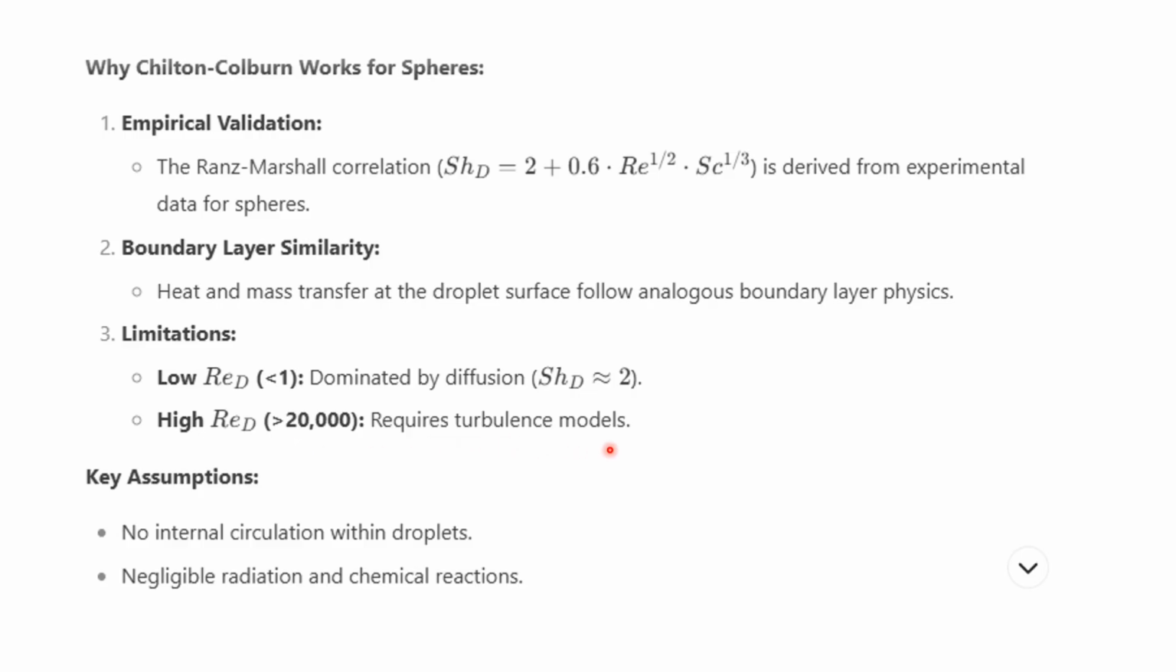Now the key assumptions that are used in this part are: no internal circulation within the droplets, and the next assumption is negligible radiation and chemical reaction. This means there is no chemical reaction.